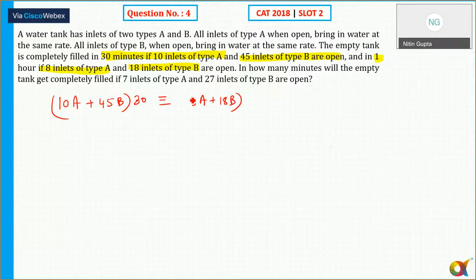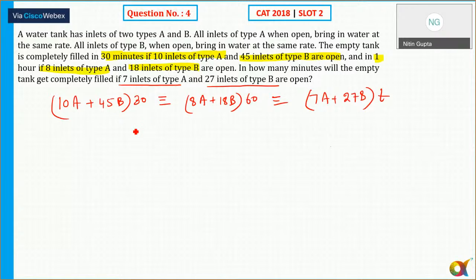They can complete the same work in 1 hour, so I can say that is 60. Now, last, in how many minutes will the empty tank be completely filled? It's 7 inlets of type A and 27 inlets of type B. So 7 of type A, so 7A, and 27 of type B, so 27B, and this is equal to into T.